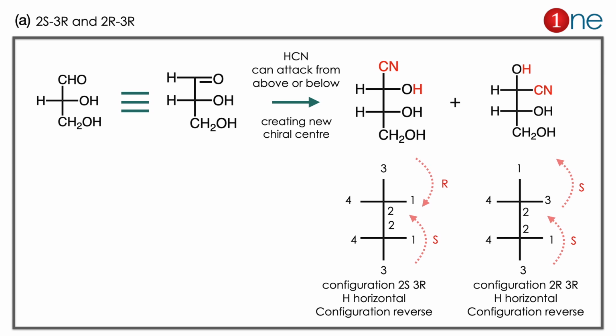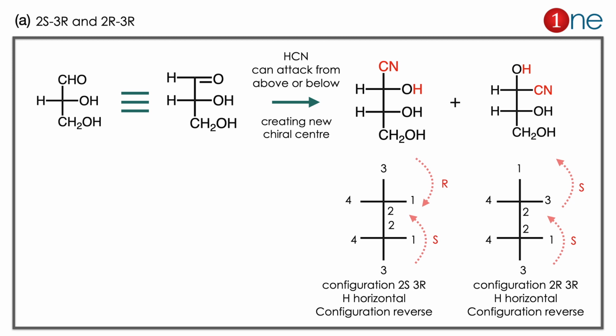So the third carbon doesn't change in the configuration. So third carbon remains as it is. The first carbon only varies from R to S. Here you have to do the priority by CIP rule and hydrogen is horizontal. Hydrogen is horizontal means you have to follow reverse configuration. So R and S will become S and R. S and S will become R and R. So the configuration will be 2S, 3R and 2R, 3R. So the answer is clearly A there.